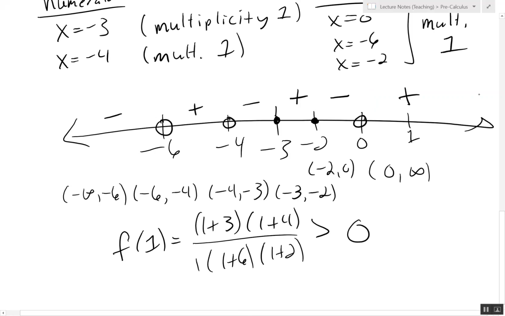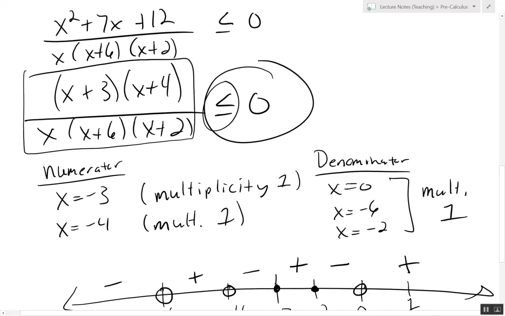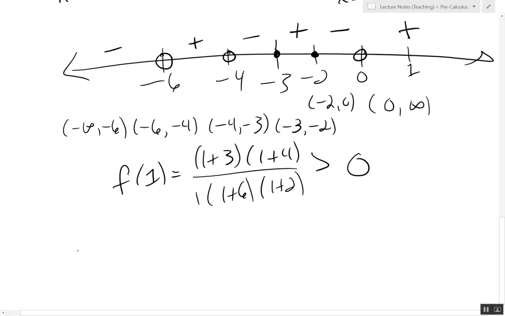And so once you know the signs of each one of the intervals, you just go back to your inequality. Is it greater than 0 or less than 0? Since it's less than 0, we want all the negative. So our answer then is just going to be negative infinity to negative 6.